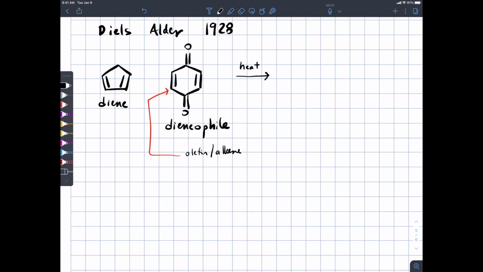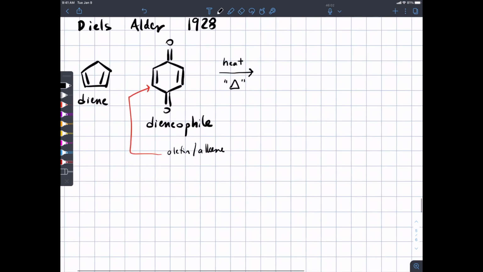Now, the organic chemist will usually use the symbol delta to mean heat. I don't know why, other than it resembles a fire. And the product they get, you're going to love this, is a bicyclic compound that looks like that.